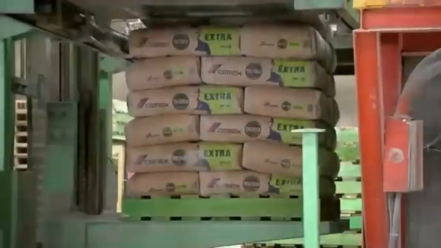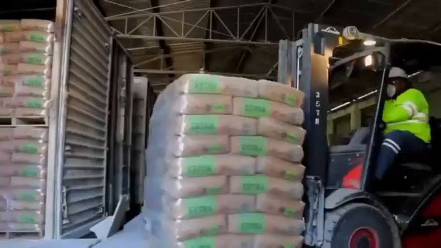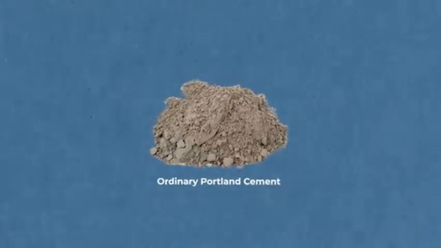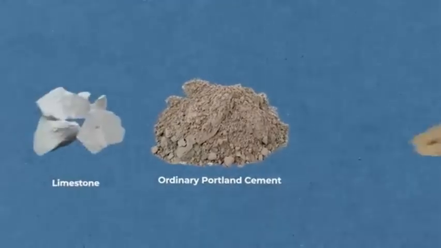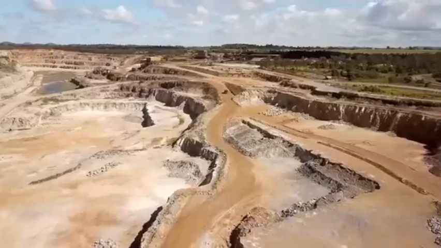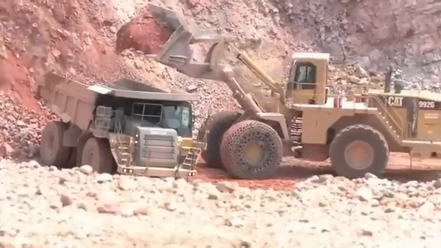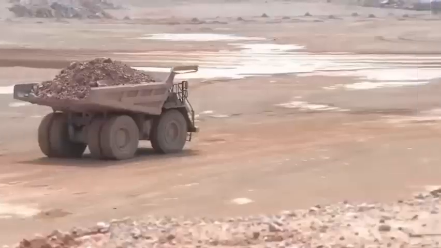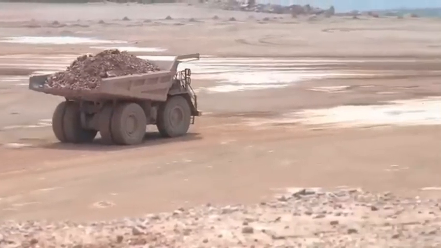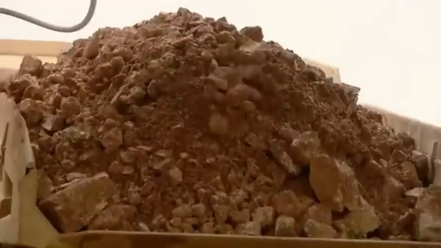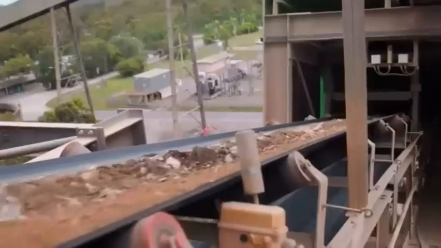There are many different kinds of cement, but the most commonly used is ordinary Portland cement. The primary raw materials used in cement production are limestone and clay. They are typically obtained from quarries by blasting or using heavy machinery to extract them from the Earth's crust. The extracted materials are transported to the crushing plant, where they are crushed into smaller pieces. The crushed limestone and clay are then mixed in appropriate proportions to form a raw meal.